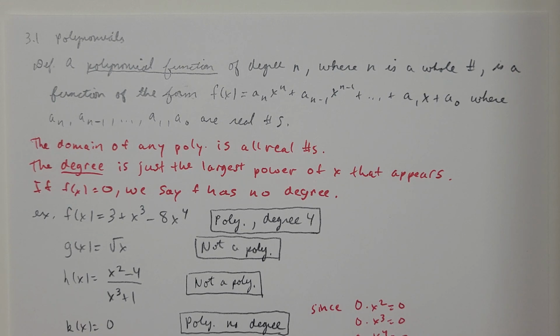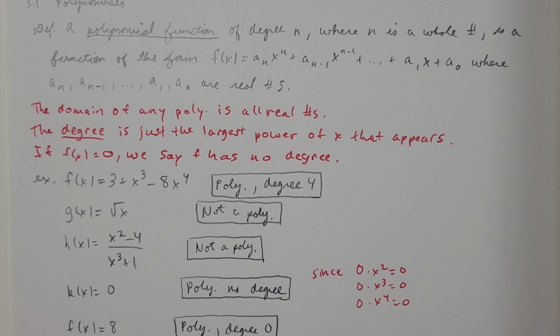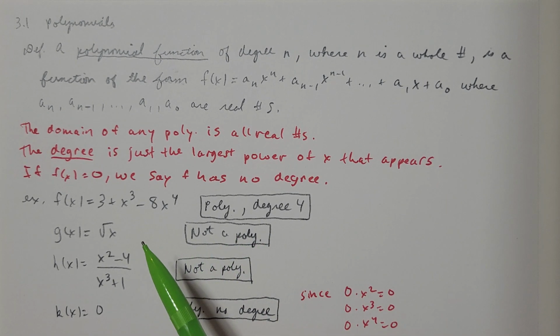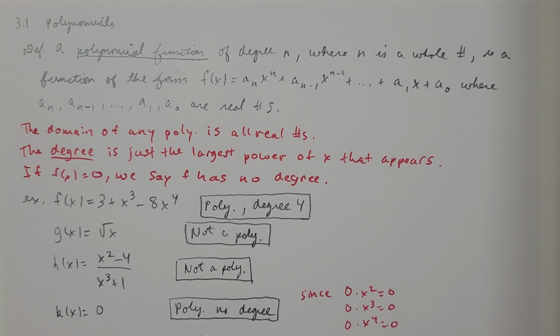So let's see. Well, in these examples, I want us to determine if the function is a polynomial. If it is a polynomial, we'll state the degree, and if it's not a polynomial, we'll just give a quick verbal explanation as to why it's not. Okay? So what if we had the function f of x equals 3 plus x cubed minus 8x to the fourth?